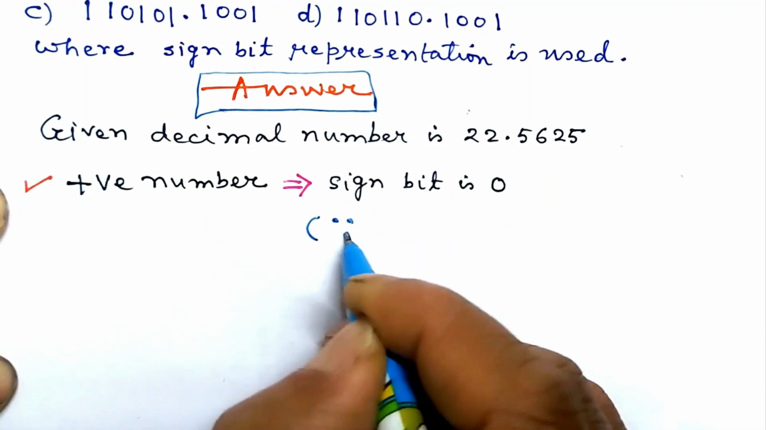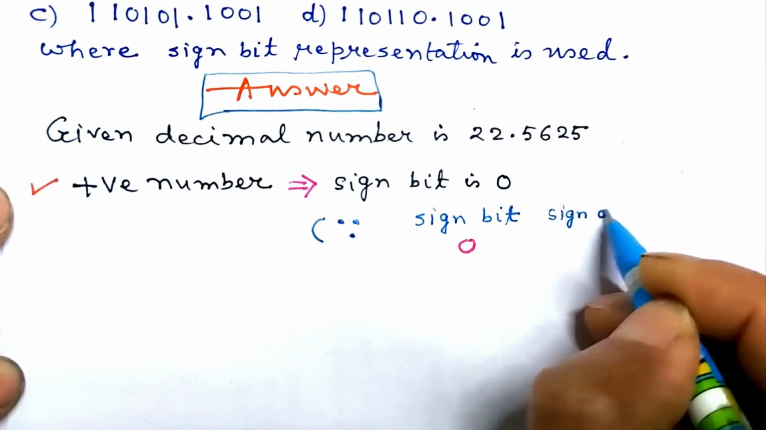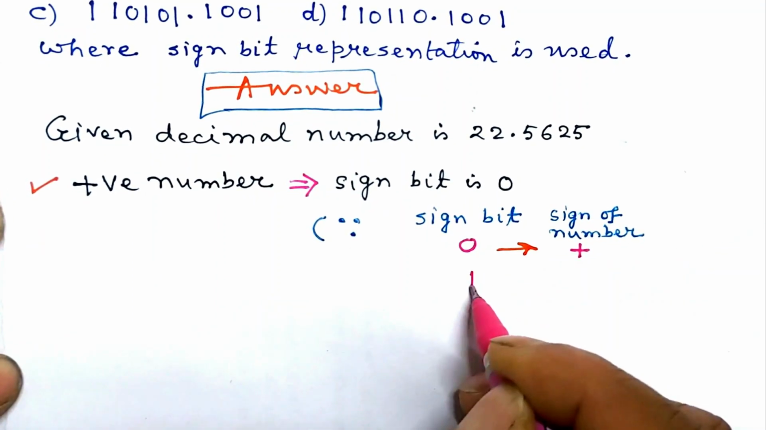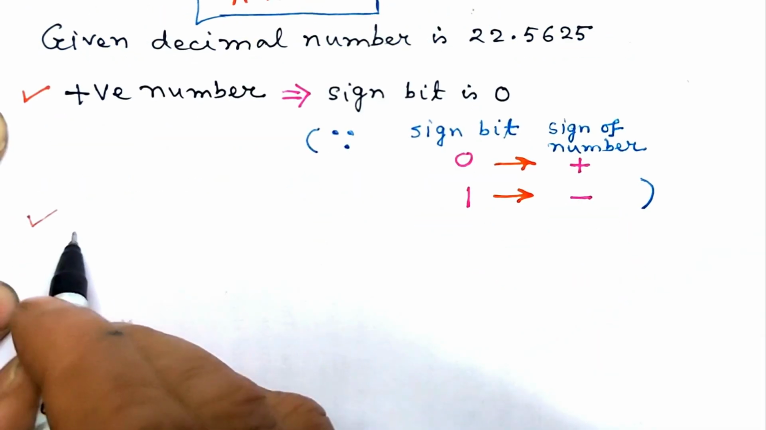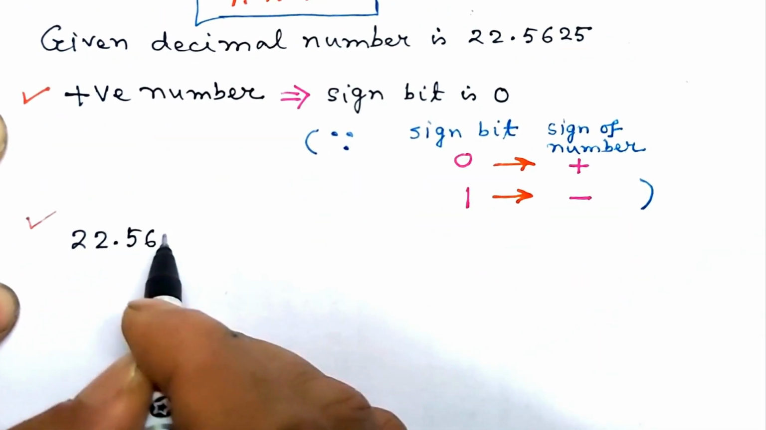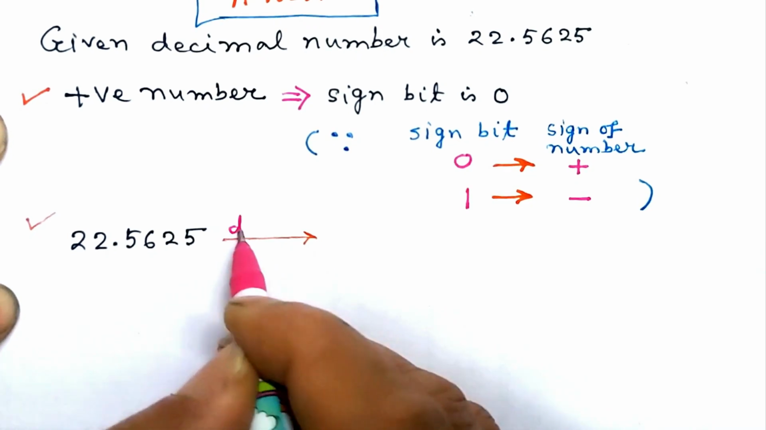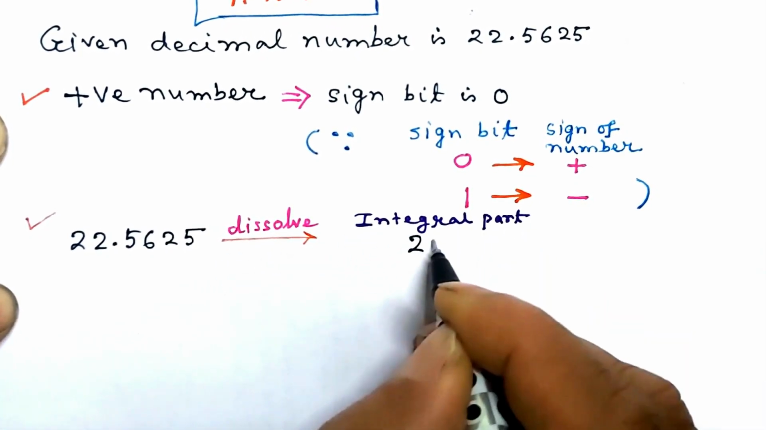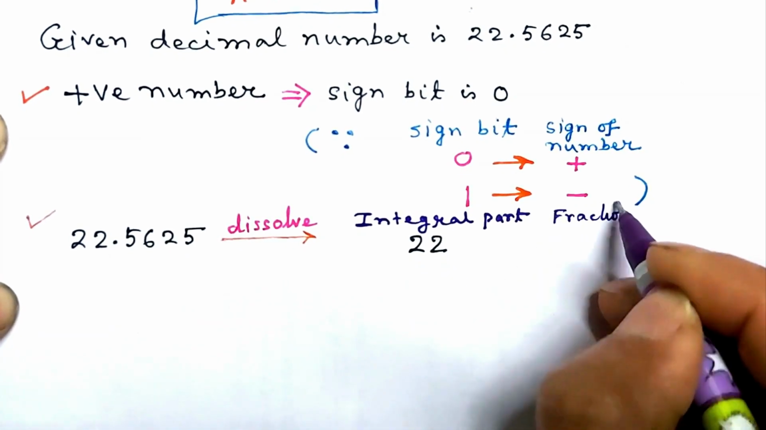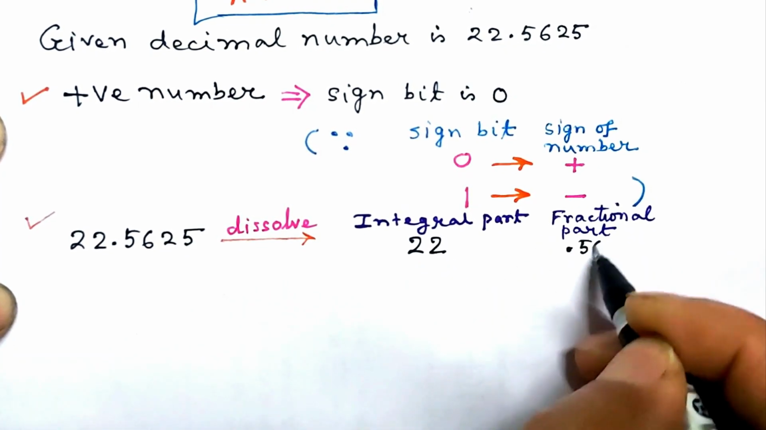0, and 1 indicates a negative number. Now 22.5625 can be dissolved into two parts. The integral part is 22 and the fractional part is 0.5625.